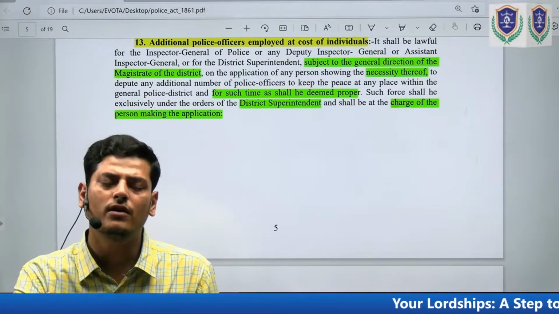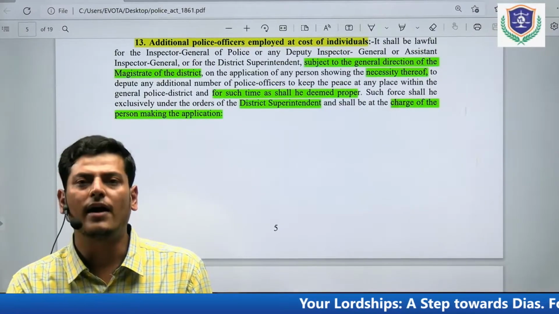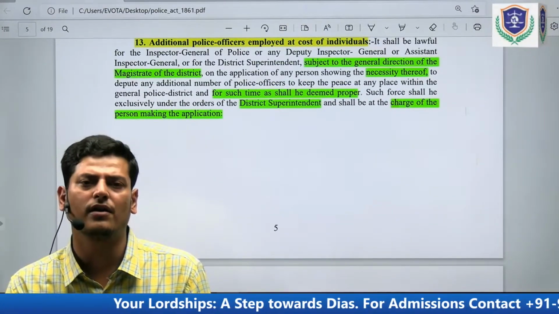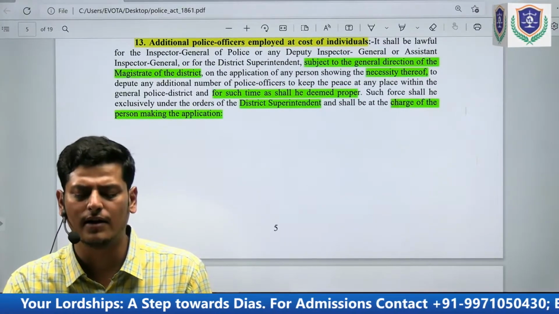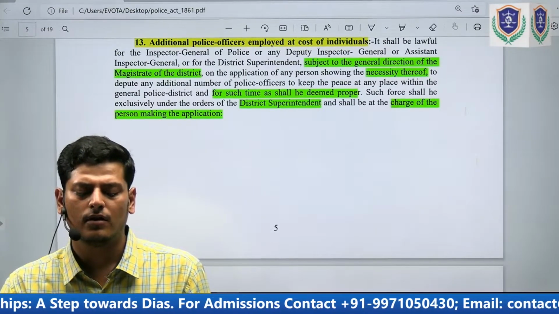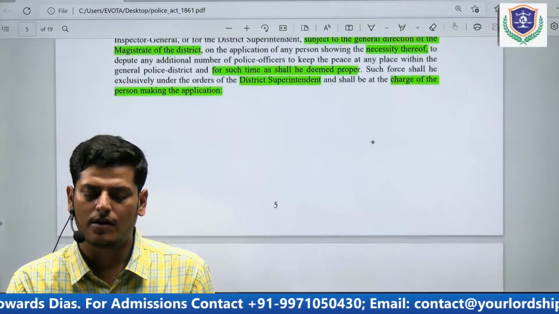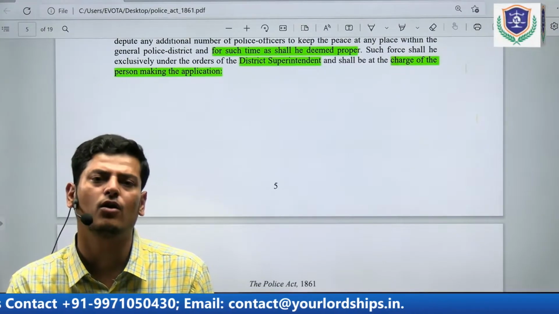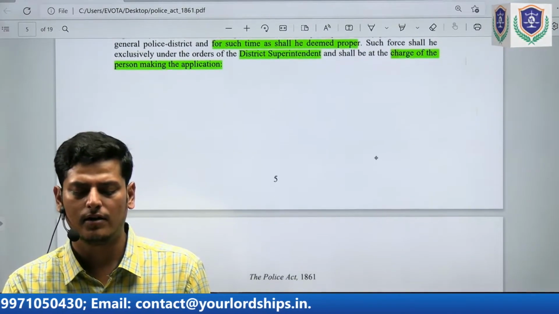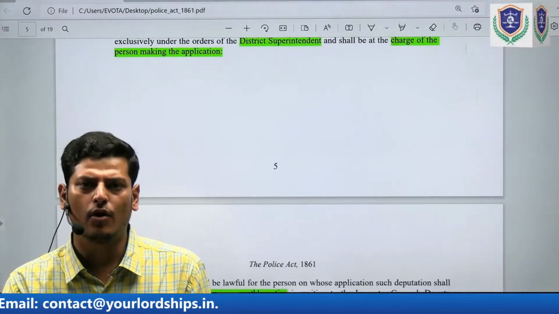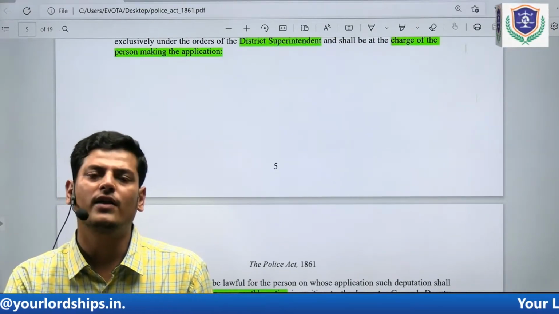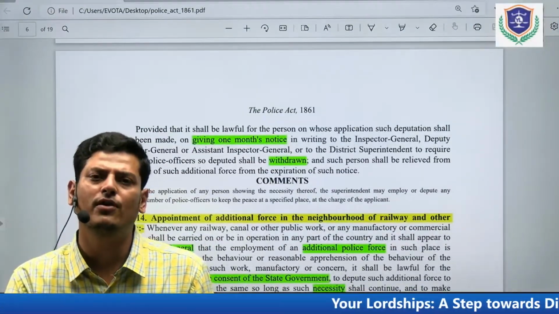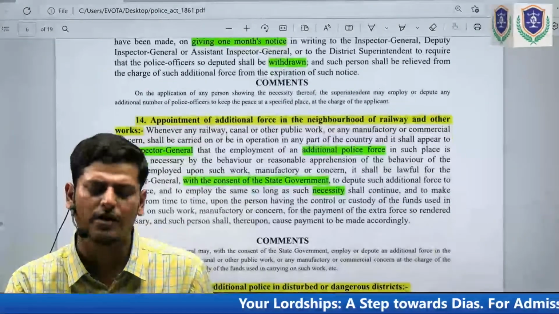Subject to the control of the magistrate of that district, on an application that is made by the person who is showing the necessity. What is the necessity? That some additional police officers are required at any place. Then accordingly, if it is considered that the demand is proper, then such force shall be exclusively under the officers of the district superintendent, be deployed, employed, and the charge of that has to be borne by the person who has made the application. And that application can be withdrawn by 1 month prior notice. Okay, ये section 13 में था.